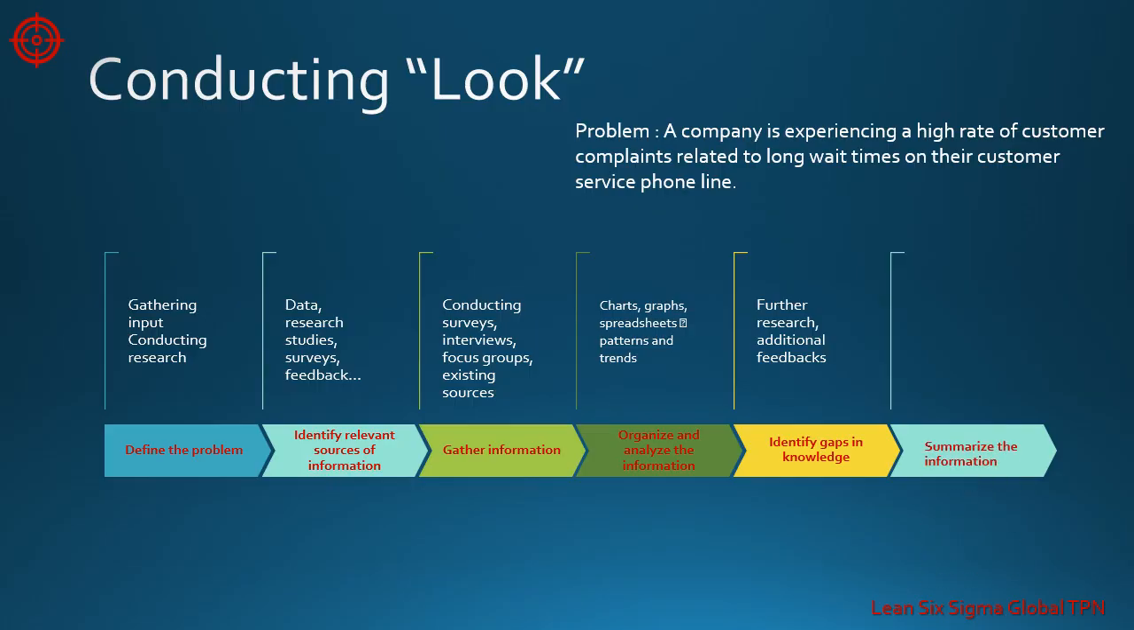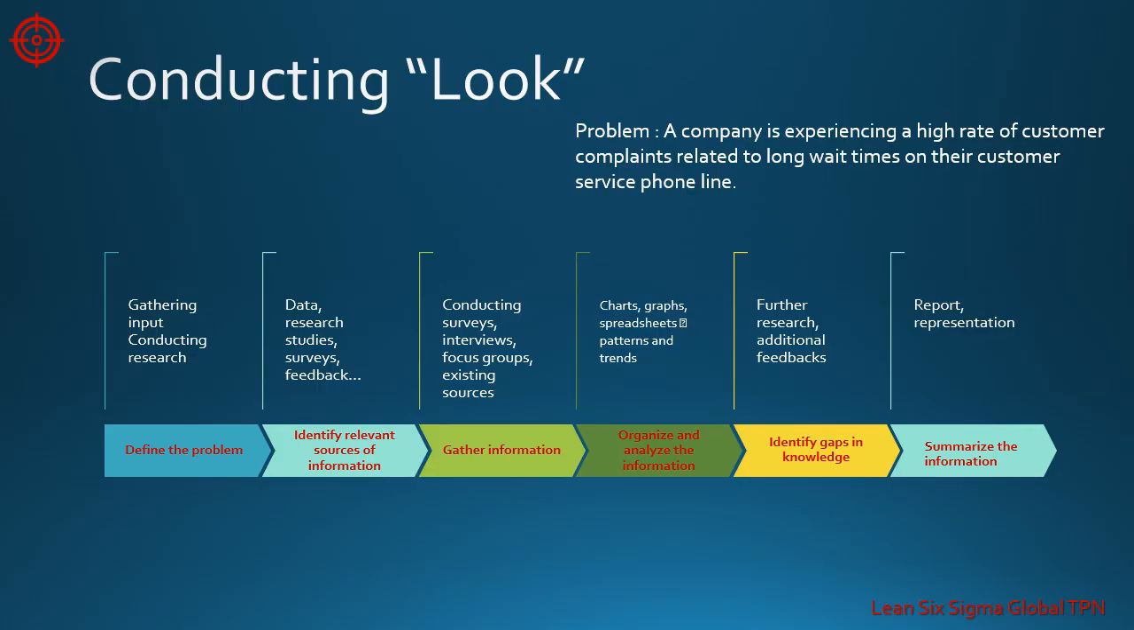And finally, summarize the key findings from the information gathering process. This may involve creating a report or a presentation to share with the team or stakeholders. For example, the data may show that wait times are longer during certain times of day or days of the week, or that there are particular types of calls that take longer to resolve. This summary can help inform that aspect of the problem-solving process.